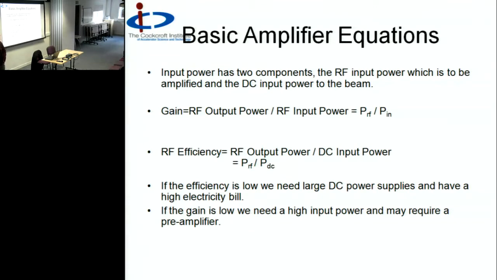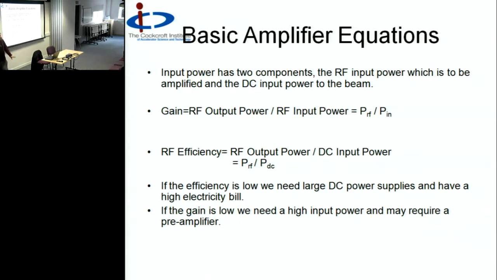So, if we want to look at things like klystrons, we have to know some of the basic amplifier equations. The first thing is gain. Gain is the ratio of the output RF power to the input RF power. Not the input power, because that would be something different. It's the input RF power. So that's your small signal that goes in to your RF power that comes out. So it's P_RF over P_in.